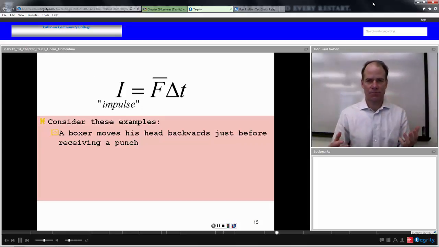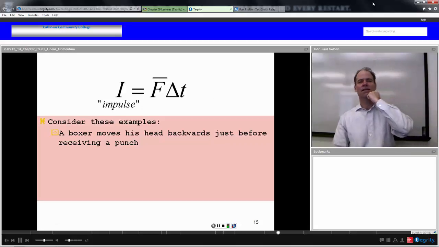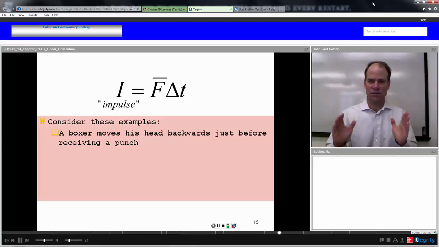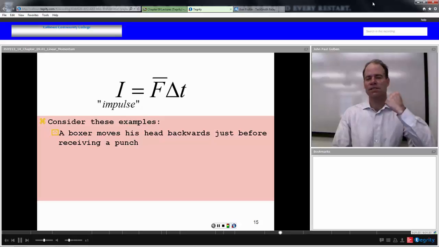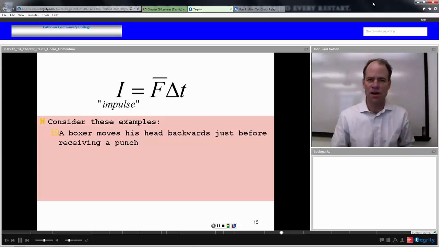Knowing that, and knowing that impulse equals force times time, if you can increase the time of the contact, you can decrease the amount of force you're going to receive, because the product of the two is going to be at some value, no matter what. So if I can increase the time by moving my head backwards, I can decrease the force on my jaw and maybe save my jaw from being broken. So that would be the strategy, as opposed to moving my head into the punch, which would decrease the time and then probably ensure that I would break my jaw.